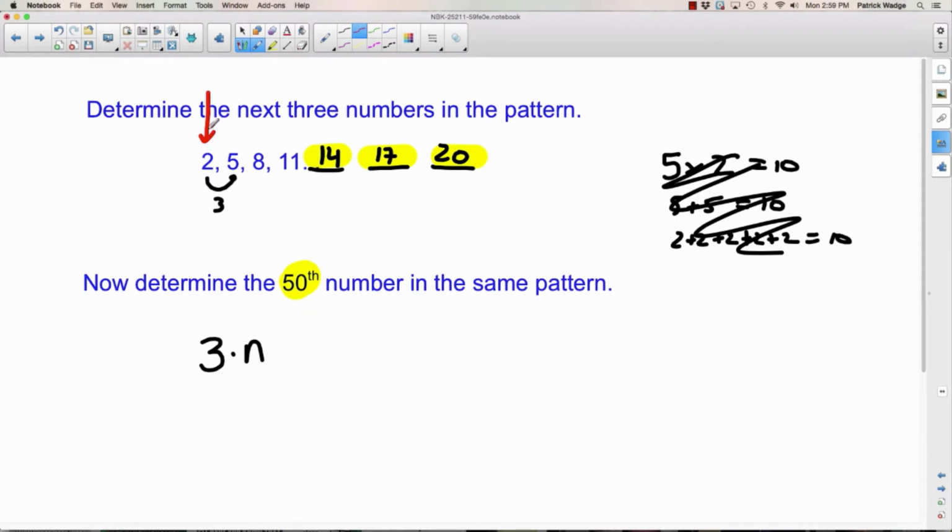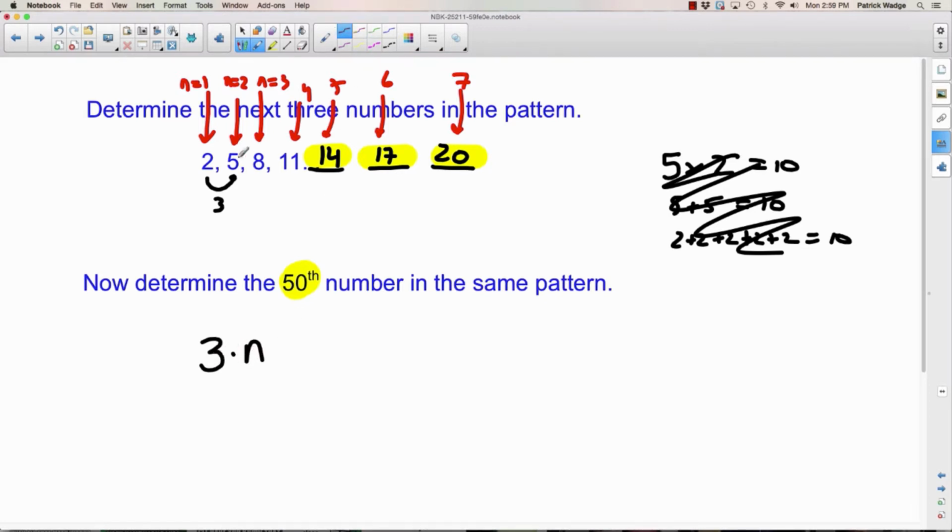And in this number here, this 2, the n is equal to 1. It's the first number, so n is 1. This number here, the 5, n is 2. It's the second number. 8, n is 3. n is 4 in this one. n is 5 in this one, n is 6 in this one, and n is 7 in that one, sorry. So that's going to be part of our formula. It's going to be 3n.